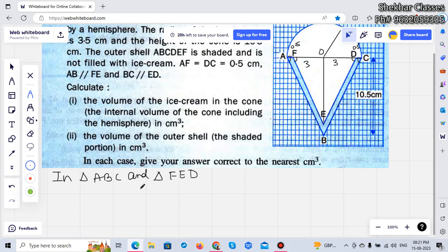What do we see in this case? We see that angle A is equal to angle F, because AB is parallel to FE.